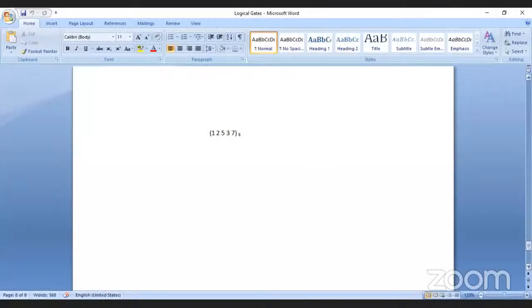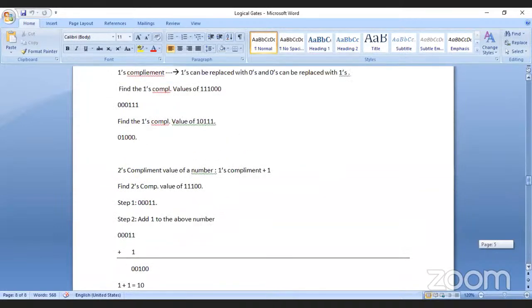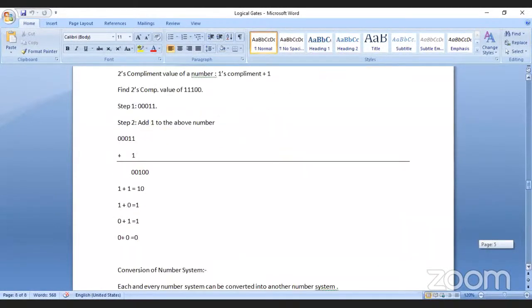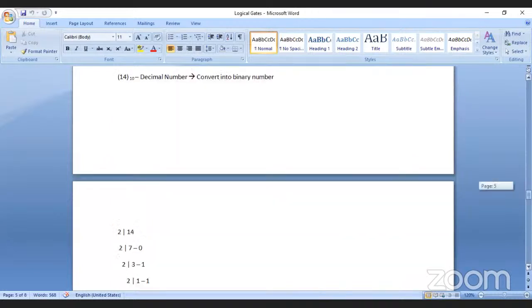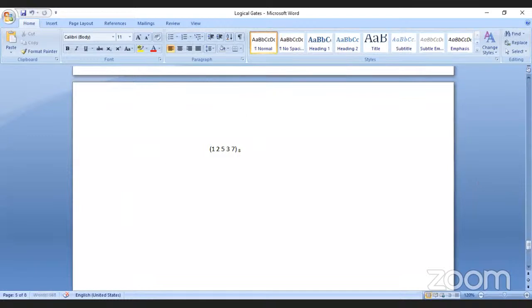Binary, just we have seen. So I'll tell you by seeing some examples. See here, in the previous example, I explained how to convert binary number to decimal, decimal number to binary, binary number to octal, octal number to binary, binary number to hexadecimal, and hexadecimal number to binary number. This is what I explained in the previous class.